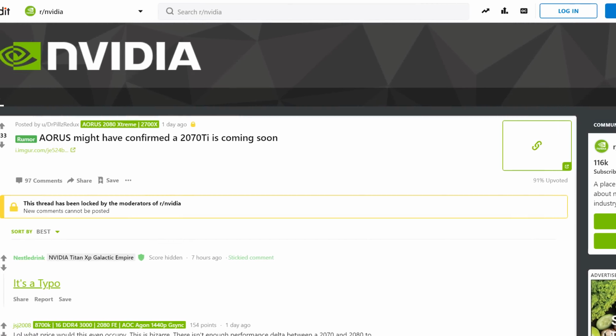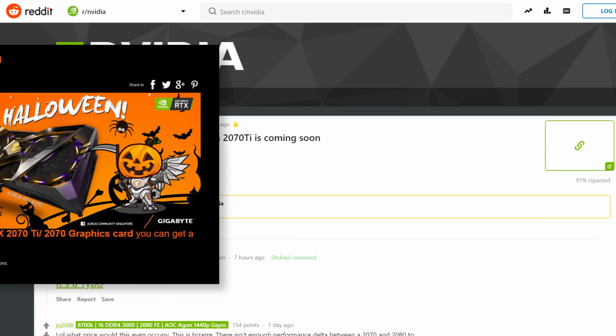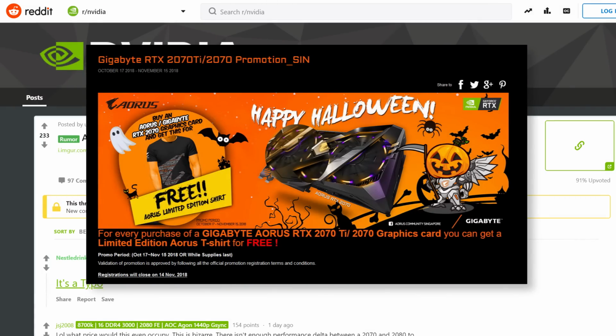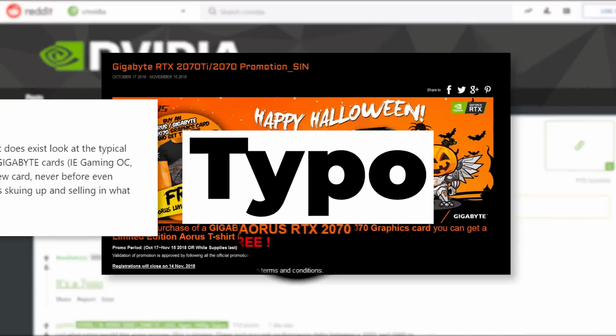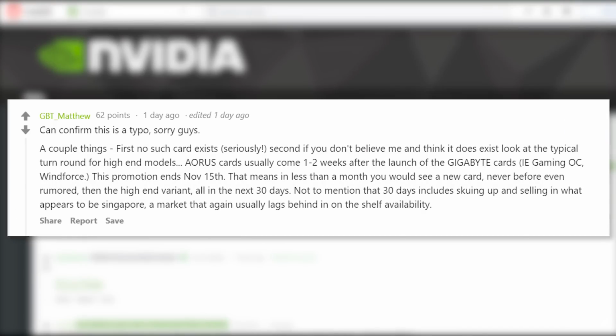Lastly, there were some earlier rumors of an RTX 2070 Ti that originated from this Gigabyte Aorus Halloween ad, which states, well, exactly that. Well, it's confirmed to be a typo. Speaking in the Reddit post that started it all, a Gigabyte representative dispelled the rumors while expanding on why it flat out couldn't happen. So yeah, not to burst anyone's bubble, but it just isn't coming. At least not anytime soon.